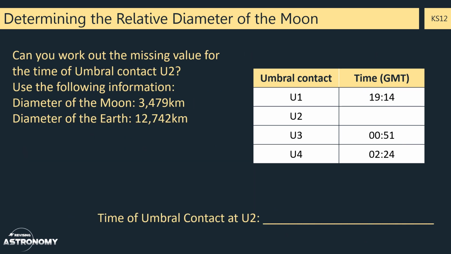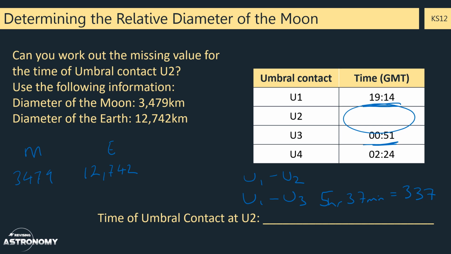A little bit trickier in this question because we've got to work out a missing value for U2. So we're going to work almost backwards on this. So we know that the moon has a diameter of 3,479 kilometers, and we know that the Earth has a diameter of 12,742. We can then work out our missing values. So U1 to U2, and we're going to do U1 to U3. So U1 to U3 is simple because we've still got the times there. So the difference between U1 and U3 is 5 hours and 37 minutes, which is equivalent to 337 minutes.